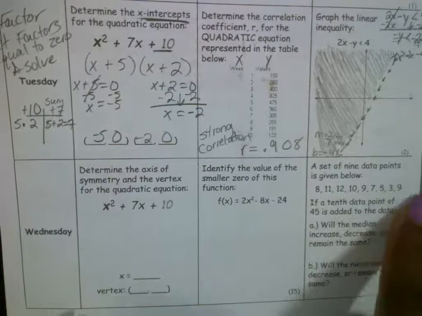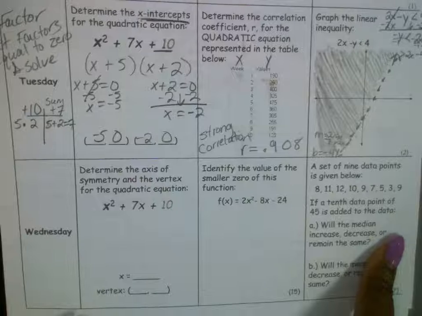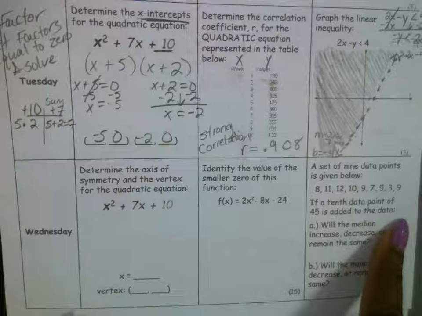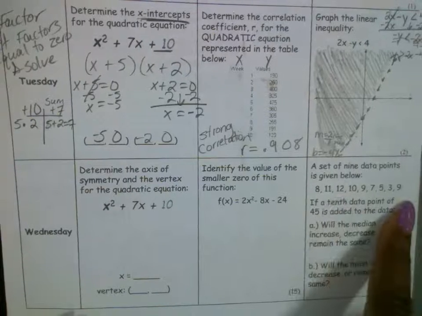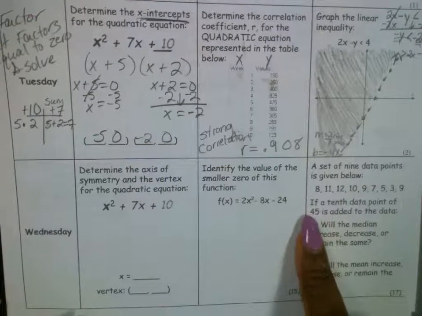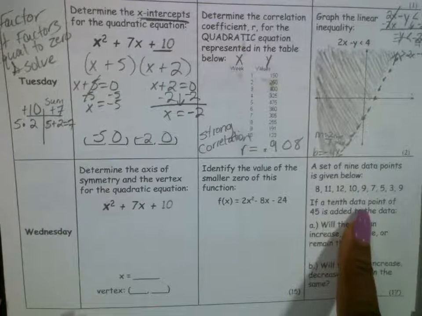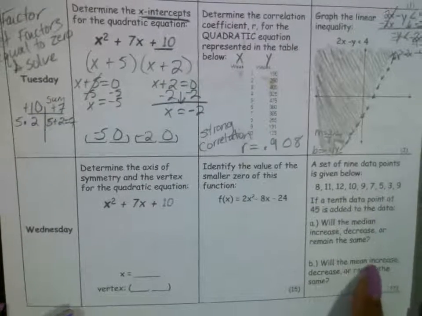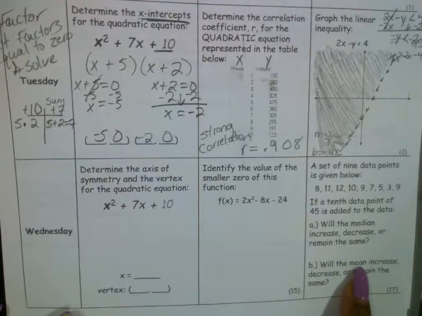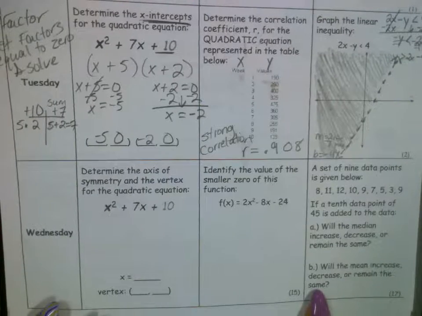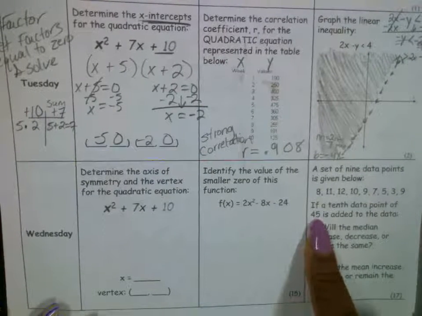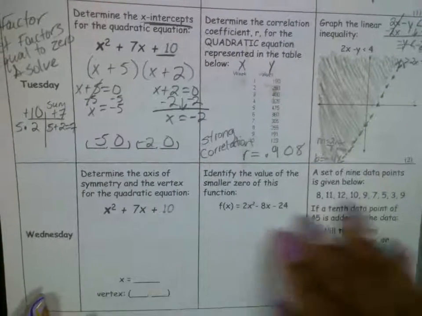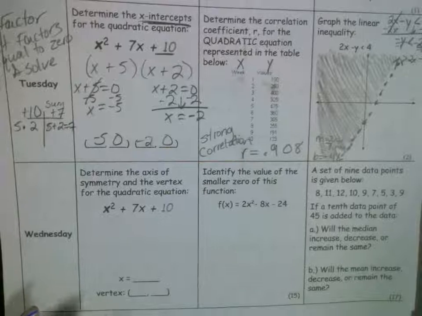So if I add 45, is that going to change what the middle number is? You'd have to put them in order from least to greatest to find the middle number first, and then add 45 on the end to see if the middle number changed. Okay. Will the mean increase or decrease? And mean is average. So is the average going to increase if I add 45 to the list, or is the average going to decrease? So I need you to do those. I'm going to pause, and I'm going to check your homework.